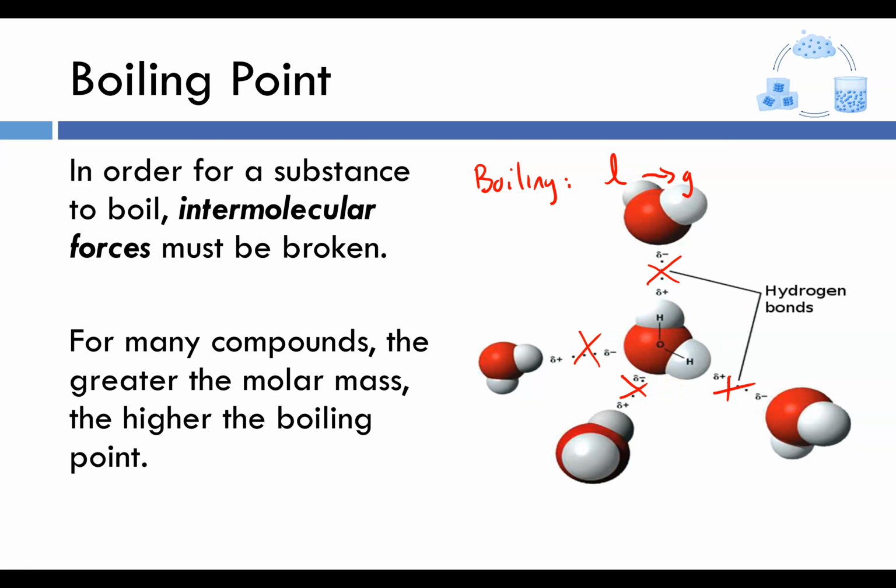For a lot of compounds, there is a direct relationship between molar mass and boiling point. In other words, the greater the molar mass, often the higher the boiling point. This does not always hold true, and we're going to look at some examples, but a lot of times that is what we will observe.